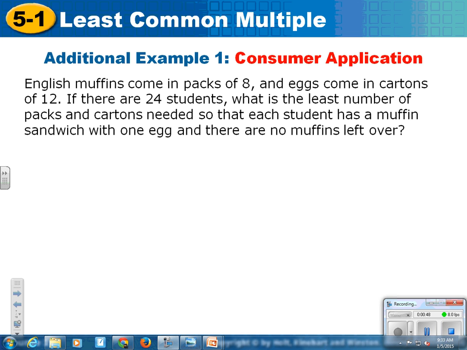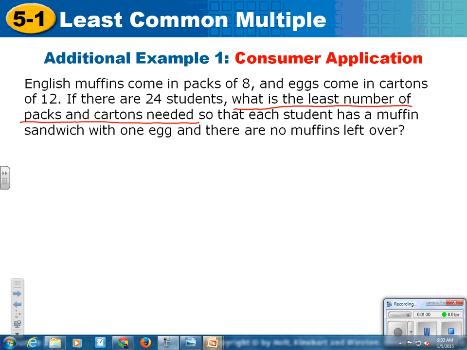And a lot of you will look at that and go, I have no idea. What I'm trying to do here is I'm trying to teach you. Let's figure out what the question is. What do you think is the most important phrase or question in this problem? Let's try to figure out, what is it asking us? What is it asking us to find? Exactly. What is the least number of packs and cartons needed?